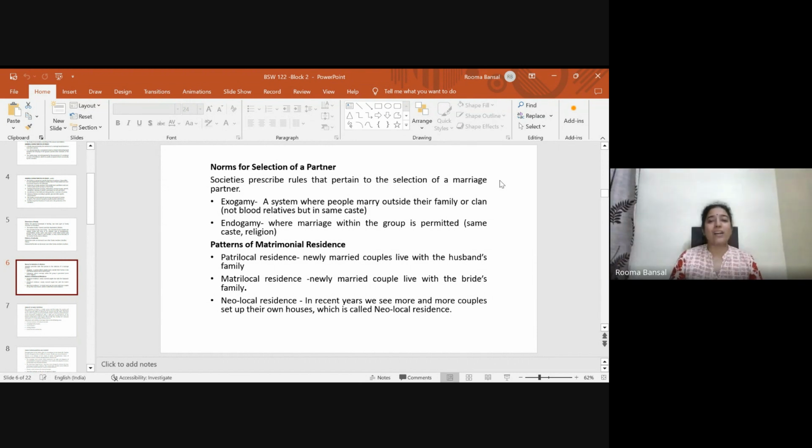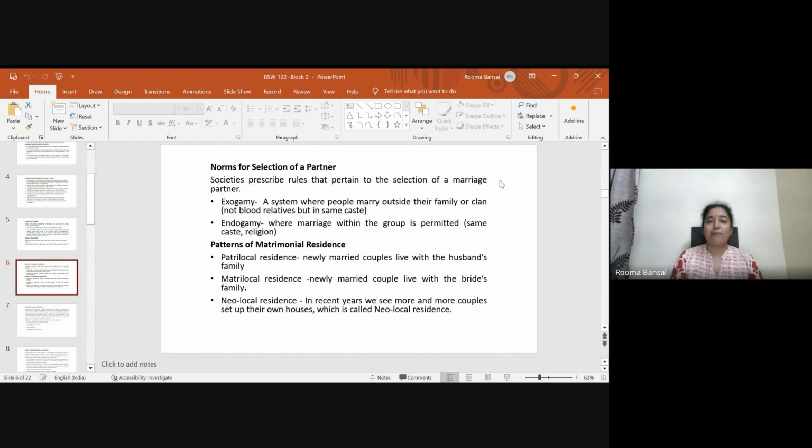Matrilocal residence. My previous family's place is known as Maika. Matrilocal residence means the newly married couple live with the bride's family. Here, the boy is coming to the girl's family.